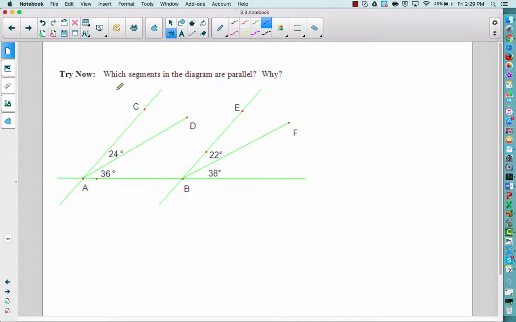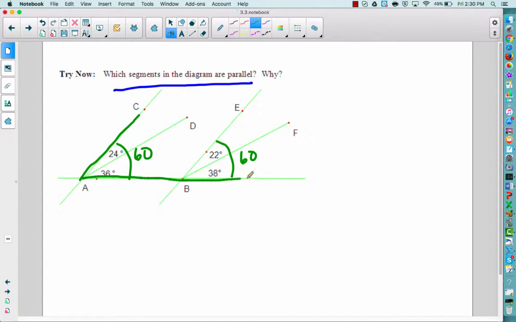It says, which segments in the diagram are parallel? I notice again that the angle measures are kind of different, but if I add these together, I get 60. And if I add these together, I get 60. So I highlight the sides of that angle and extend it till I get to the sides of the other angle. So segment AC is parallel to BE. But you can see that 36 and 38 are not equal, so AD and BF, although they appear to be parallel, are not parallel.